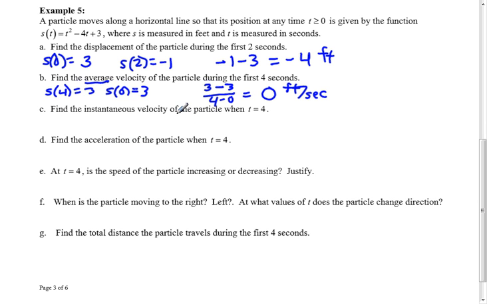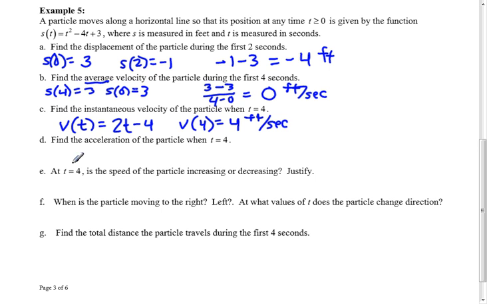Find the instantaneous velocity, rate, at t equals 4. We're talking about a derivative here. So remember, velocity is the derivative of our position function. So it's going to be 2t minus 4 using the power rule. So let's see what v of 4 is. That would be 8 minus 4 equals 4 feet per second. So at t equals 4, the velocity is increasing by 4 feet per second. That's how we would word that there.